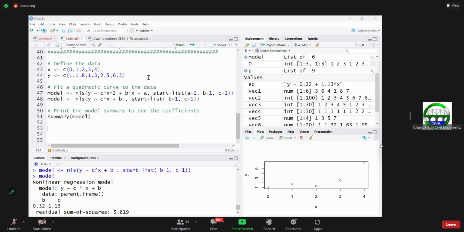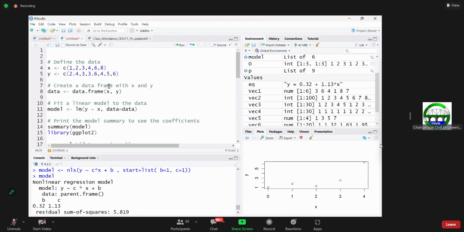So for example, we have a data set. Which question number was it? Let me see. Let's start with question number one. Okay, so our question number one was maybe this one, right? We have X values 1, 2, 3, 4, 5, 6, 7, 8, and Y values 2.43, this one and this one. Okay, right?